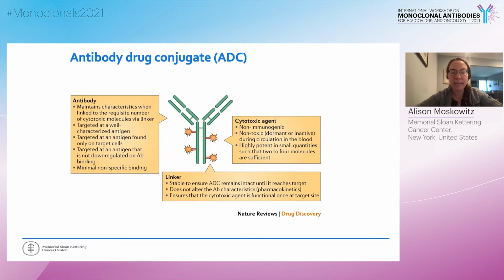And the antibody is linked to a cytotoxic agent, which is shown here, which is some kind of a drug that is highly potent in small quantities, but is not toxic when it's actually attached to the antibody. And then the toxin is attached to the antibody through this linker, and this linker is supposed to be stable in the blood, but can be broken once this entire complex is brought into a cell.